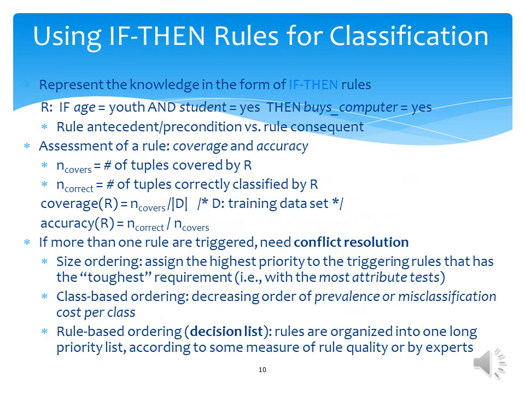Another approach to classification is using IF-THEN rules. These rules are intuitive and easy to understand. Each rule has a condition, the antecedent, and a conclusion, the consequent. We evaluate rules based on coverage and accuracy. When multiple rules are triggered, we use strategies like size ordering, class-based ordering, or rule-based prioritization to resolve conflicts.